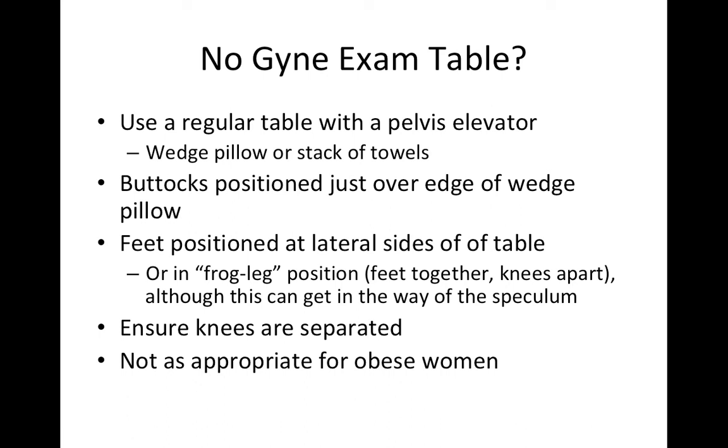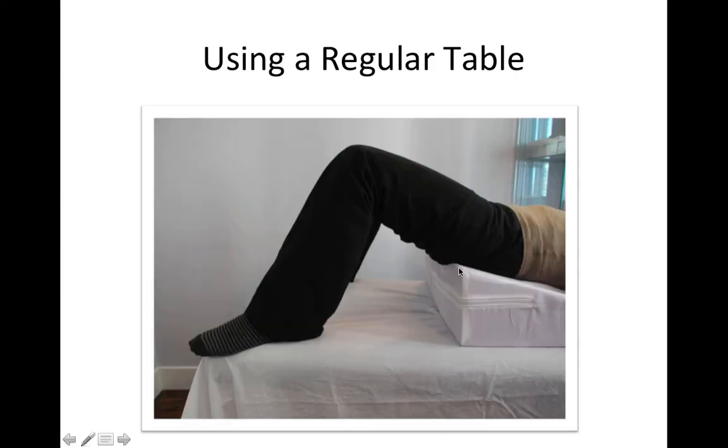I'm going to show you how to do this. So basically, what does the gyne table do? It allows you to have some space below the buttocks of the patient so that you can insert the speculum without the handle bumping up against the table. The gyne wedge serves the same purpose by elevating the pelvis. So you can see here, this is a wedge. You have the patient bring the buttocks to the edge of the table, bring the feet to the edges of the table, and you'll be able to insert the speculum.